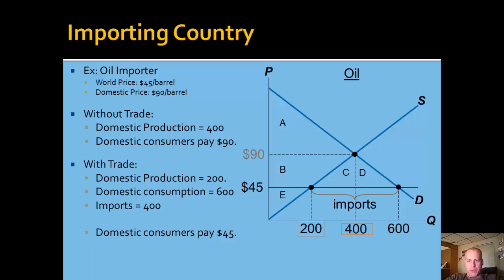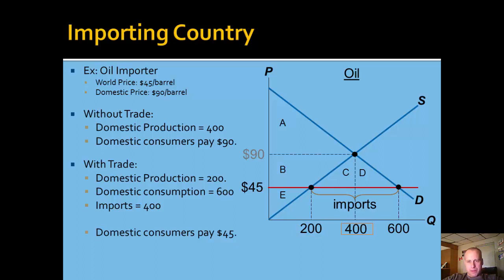However, if we open up production to the world, we can see that we're going to import a substantial amount of oil. In the way the diagram shows, we will consume 600 barrels of oil at a price of $45 each. 400 of which we import, and 200 of which we produce domestically. We have production within the home market of 200 barrels at a price of $45. We produce the easiest stuff to produce. But we import an additional 400 barrels for 600 barrels of total consumption at $45 per barrel.